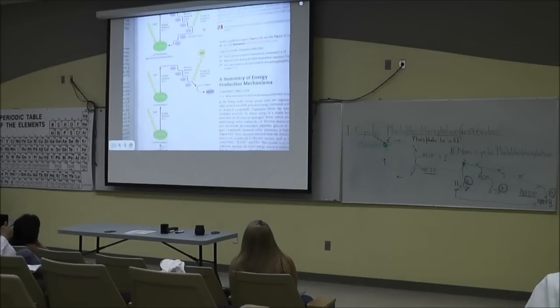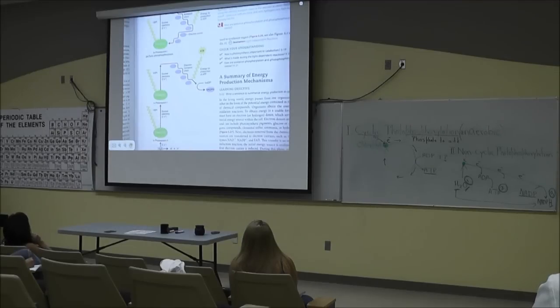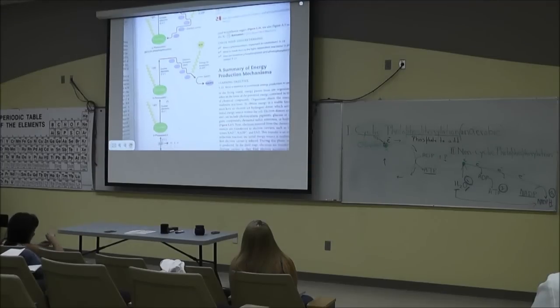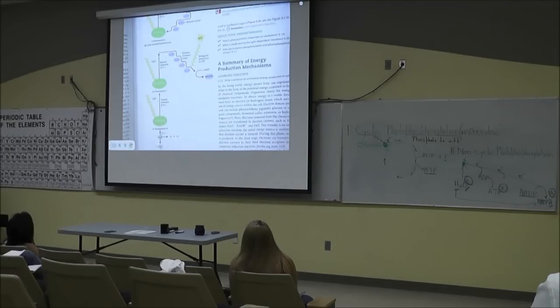In non-cyclic reactions, electrons are lost permanently. Here's the water, it splits. Oxygen is a byproduct, end product number one. Hydrogens, they are used to make what? Convert NADP to NADPH, and the third end product, ATP. One, two, and three.